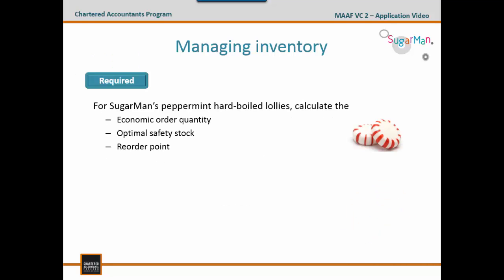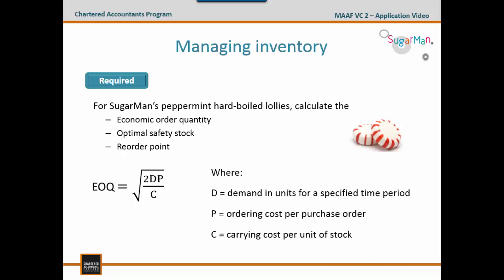To answer this question, we need to know firstly how to calculate the economic order quantity. The formula for EOQ is shown on the screen. The components which make up this formula are D, which is demand in units for a specified time period, P is the ordering cost per purchase order, and C is the carrying cost per unit of stock for the specified time period. To be able to answer this question, we're going to need some additional information.